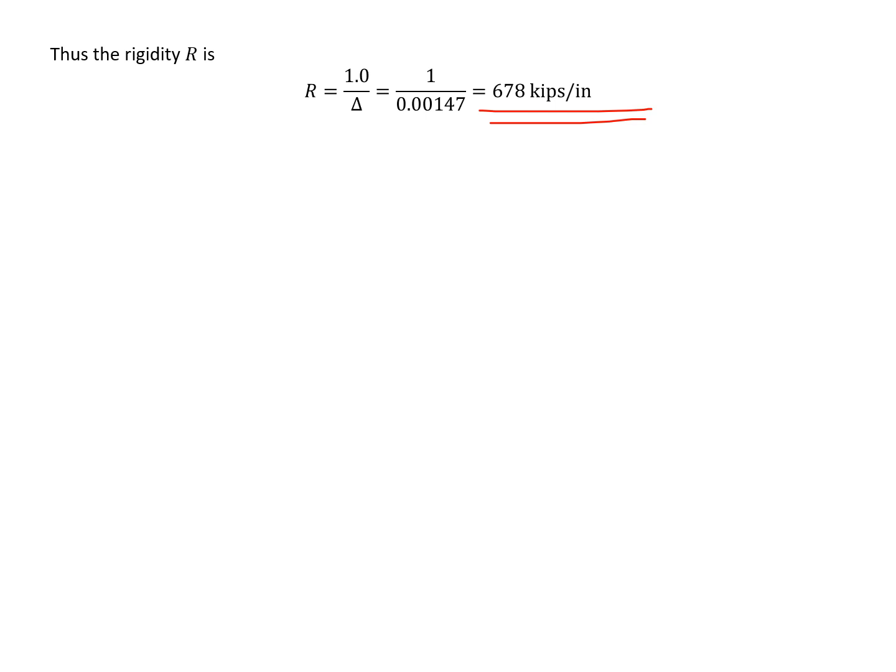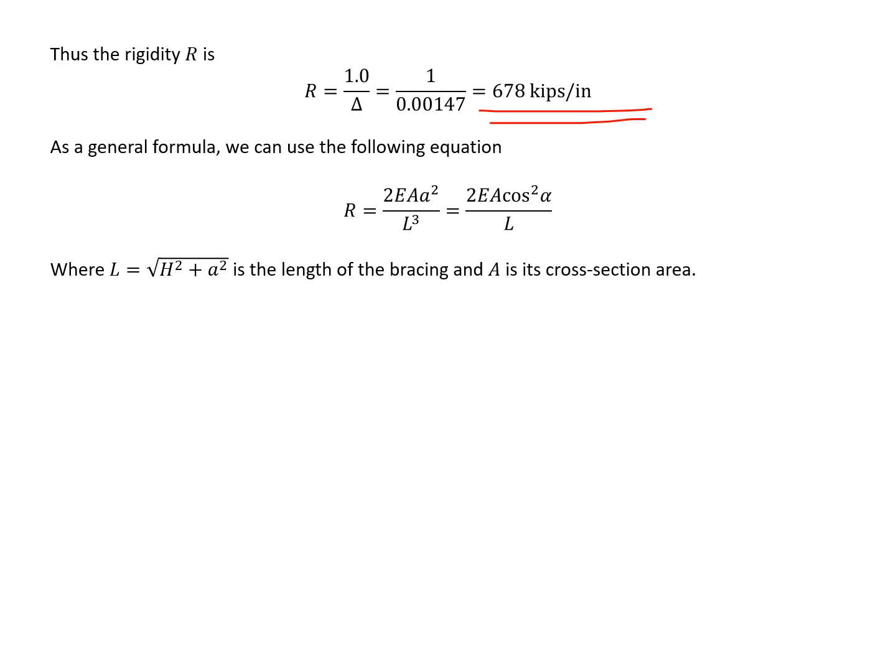Now, if you want to have an equation for that configuration, that would be the equation. You can write in parameters what the R is, either 2EA, A, remember the A distance, A squared divided by L cubed, or in terms of the cosine alpha, you can write the equation. Of course, L is the length of the bracing element, and A is its cross-sectional area.